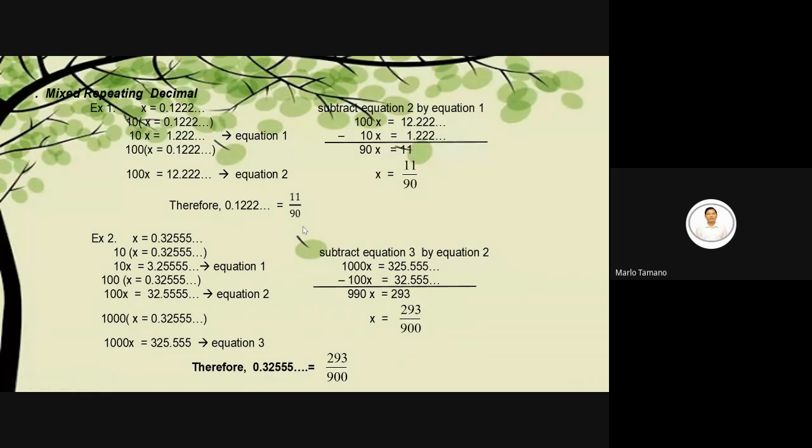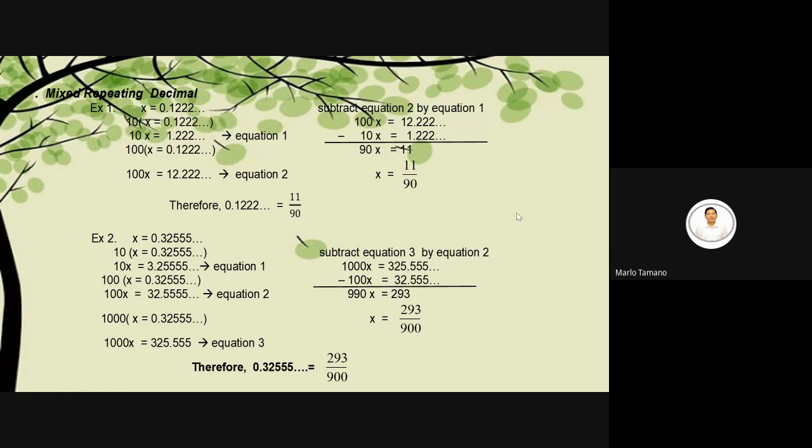Tandaan, kailan natin gagawin ito? Kapag isa lang pong yung repeating digit, pero yung 1, stagnant po siya. So, nag-stay lang siya, as tens. So, una, multiply ninyo ng 10 muna, tapos 100. Nasa inyo po kung alin ang gusto ninyong mauna. Okay, tapos pagdating doon, saka ninyo ilagay ng 100x is equal to 12.222 minus 10x is equal to 1.222. Then, lagyan ng vinculum. Mag-subtract na kayo.